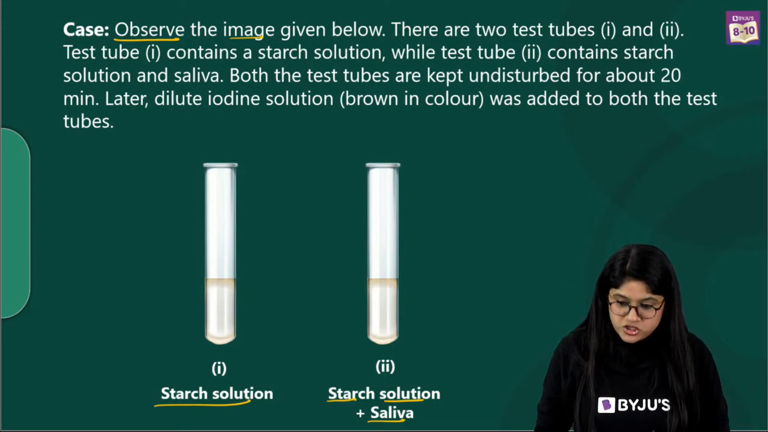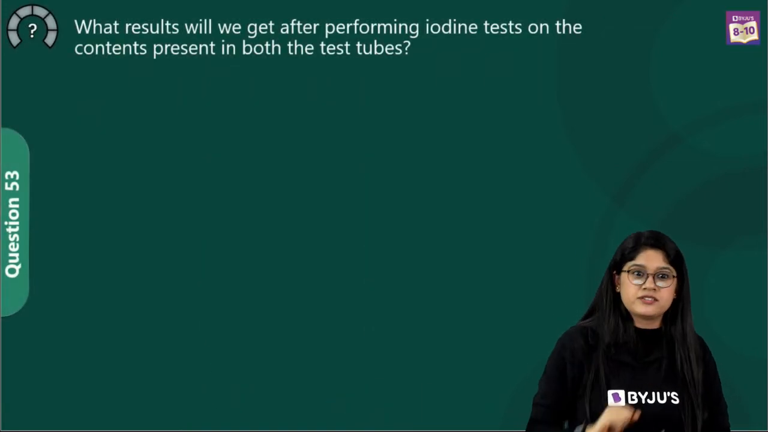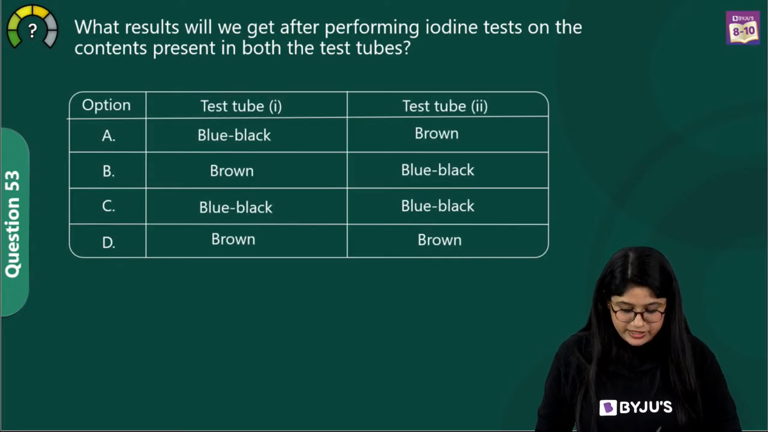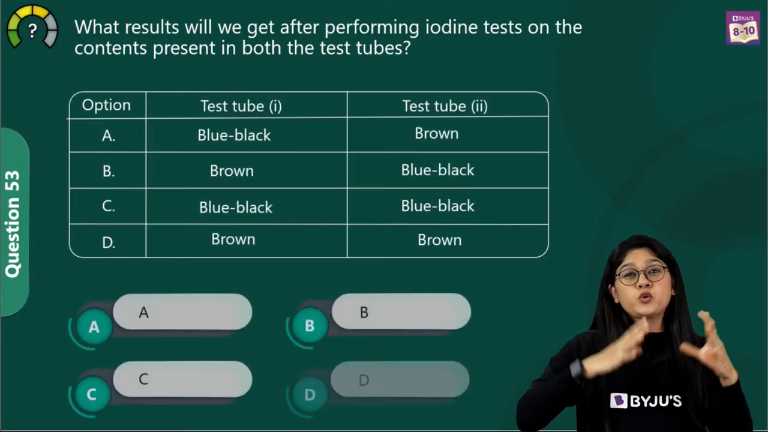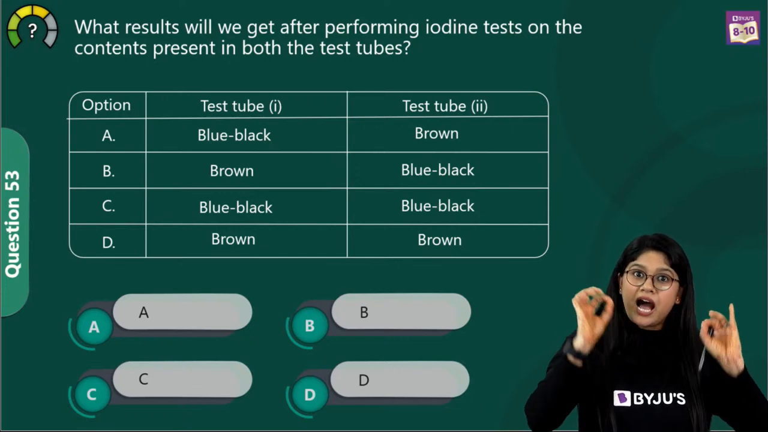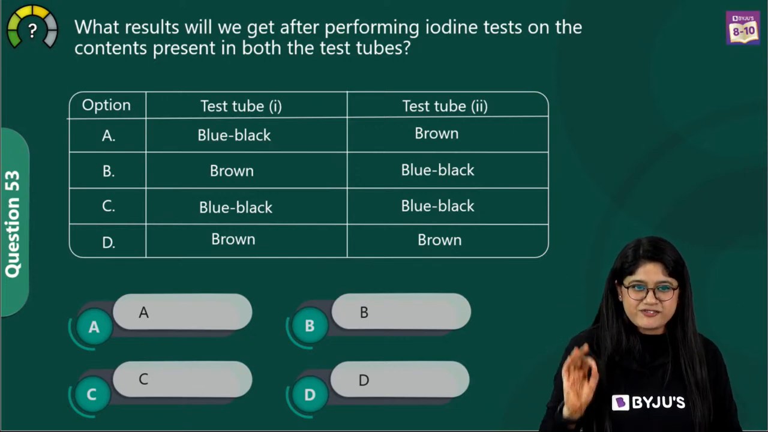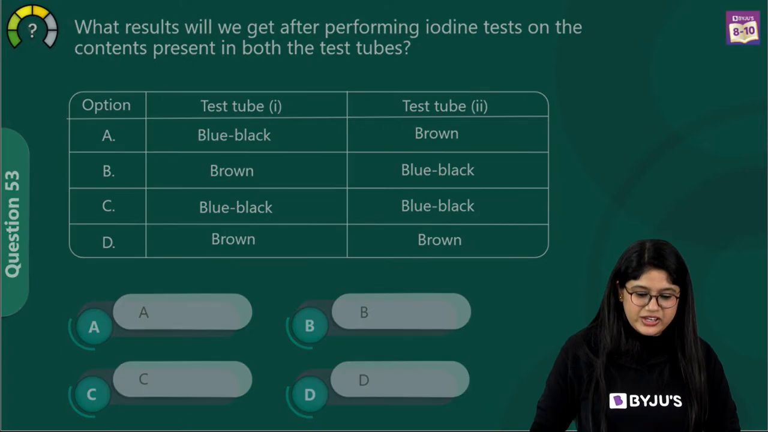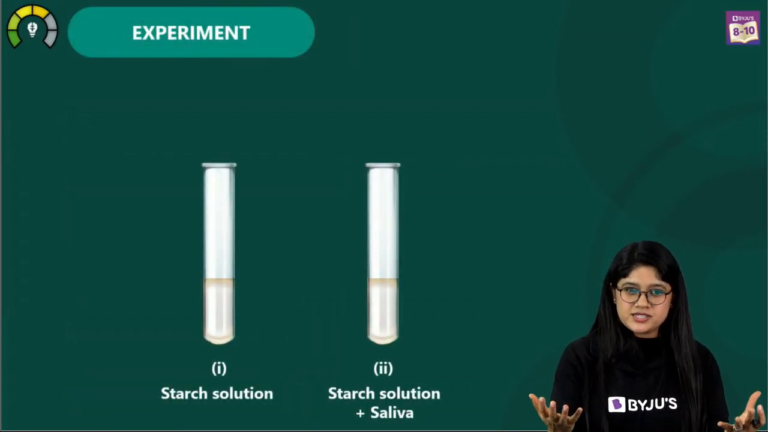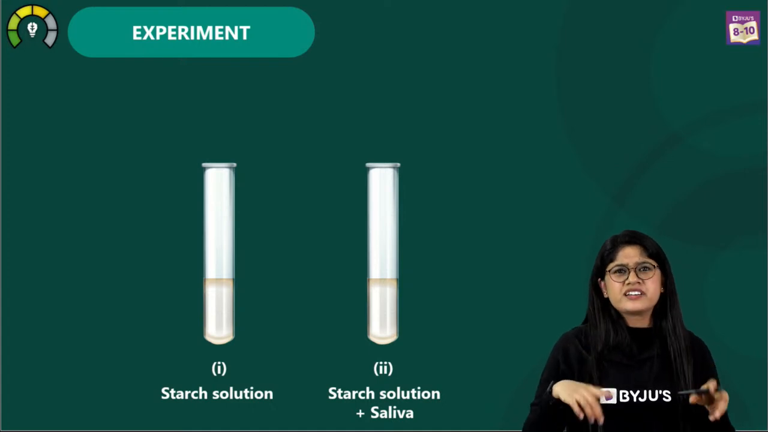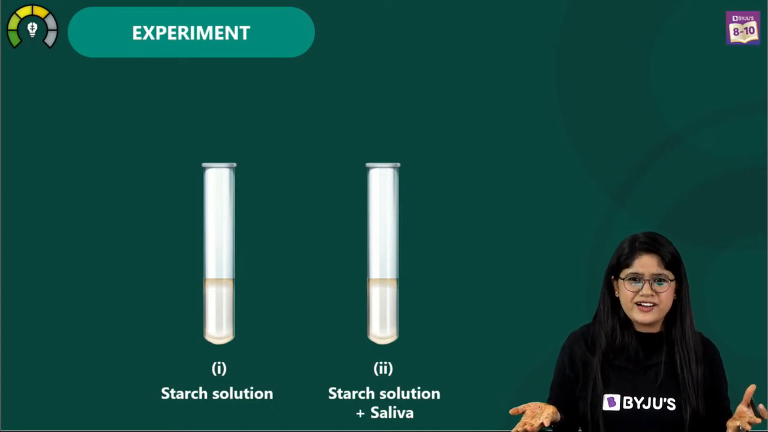If you haven't watched the video, you can actually watch. It's there in the playlist. So do that. Then, of course, we have to find the answer. And we just have to see what will be happening when we add the iodine solution to it. Simple question, right? Here we have the two test tubes with us. Very good, Vaibhav. One will turn blue-black and the other will not. Yeah, we have the answers, right?